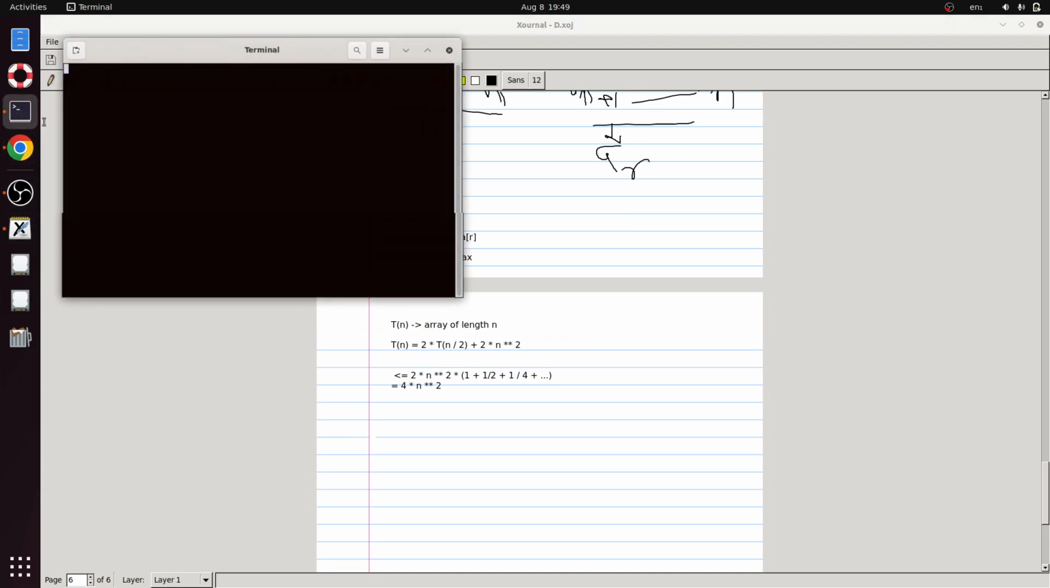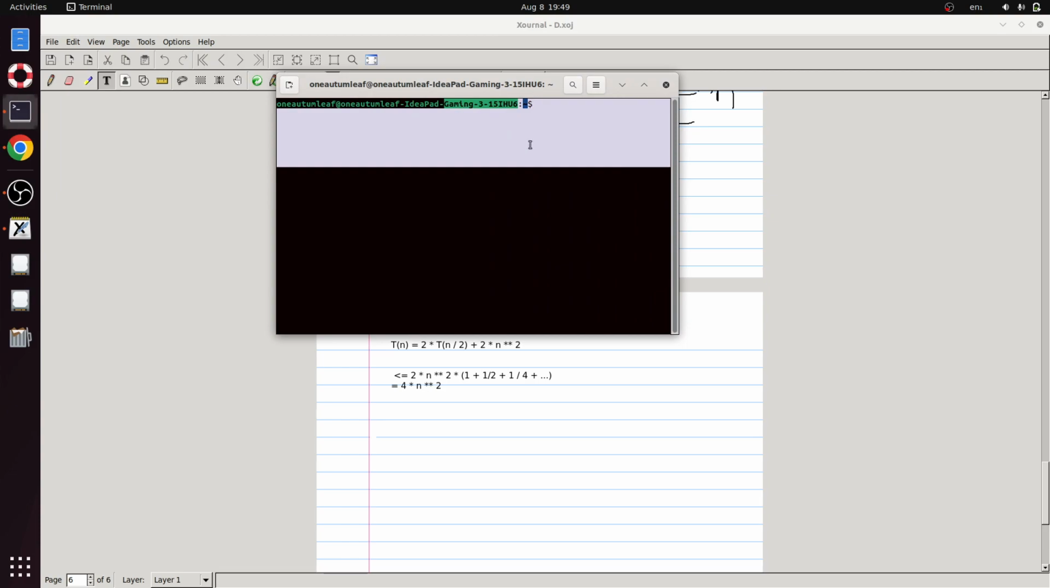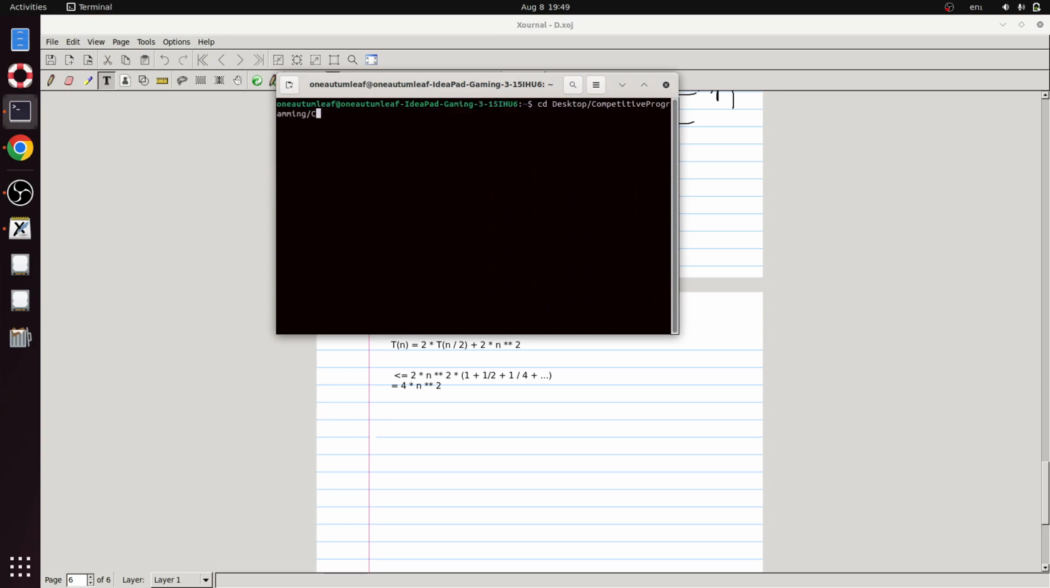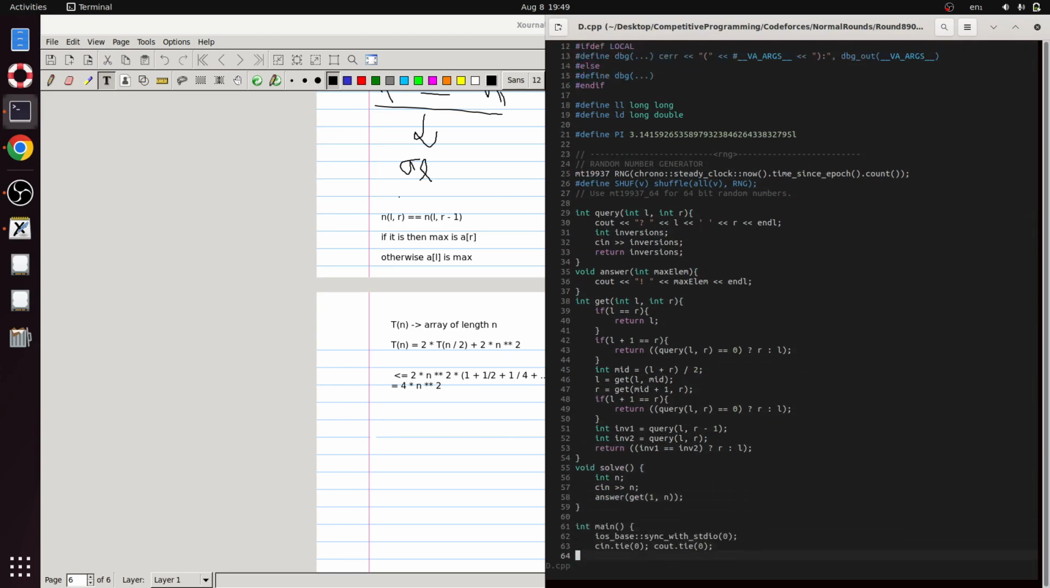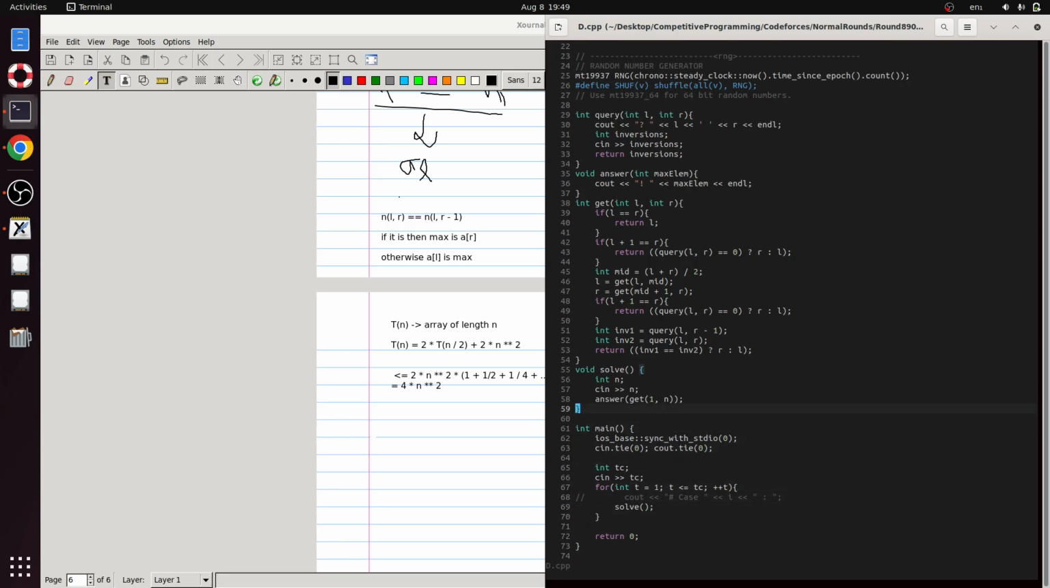Now let's go through the code of this problem. Because this is an interactive problem, I have written two functions, query and answer. Query from L till R queries the system for the range L till R and returns the number of inversions itself, and answer will just answer the index of the max element.